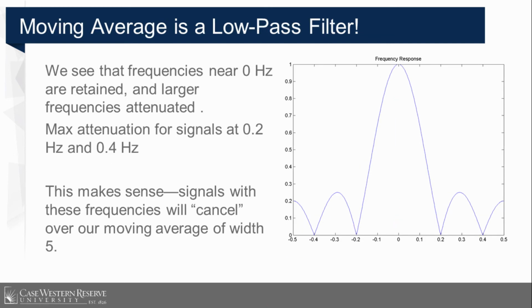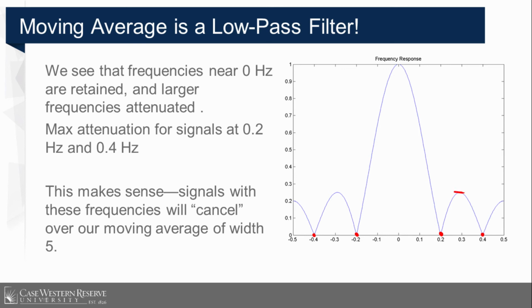So what we're seeing from our frequency response is that a moving average is essentially a low-pass filter. All right, we talked on the previous slide about how frequencies near 0 Hz are going to be retained, but the larger frequencies will be attenuated. We see some strange behavior, that we have a maximum attenuation for signals with frequencies at 0.2 Hz and 0.4 Hz, and here on the negative components. But again, other larger frequencies will also be attenuated.